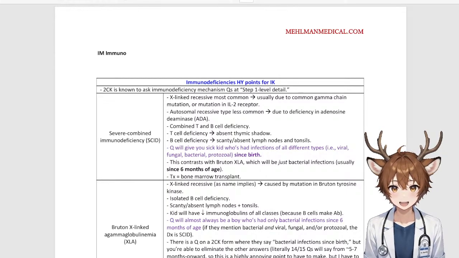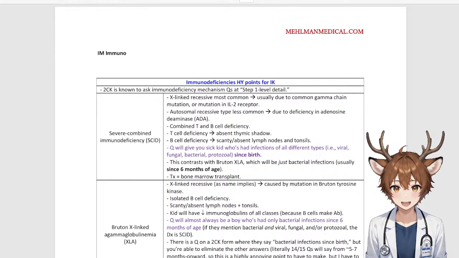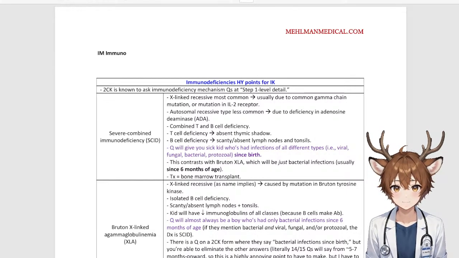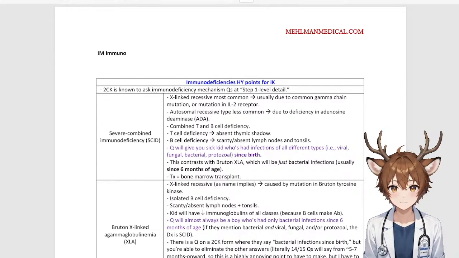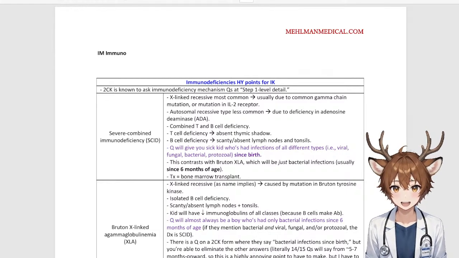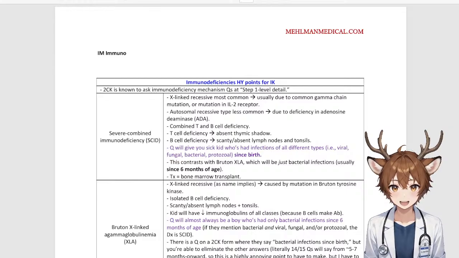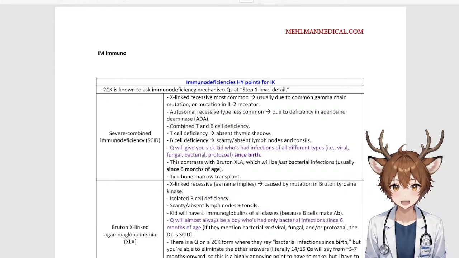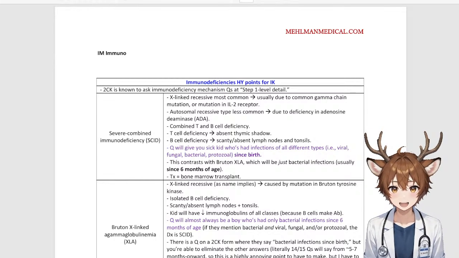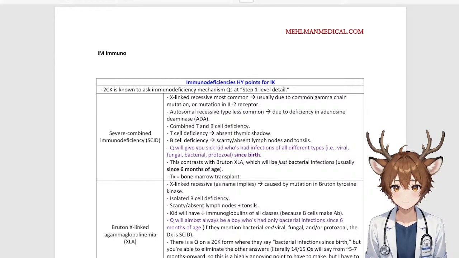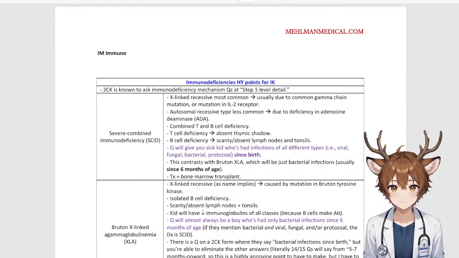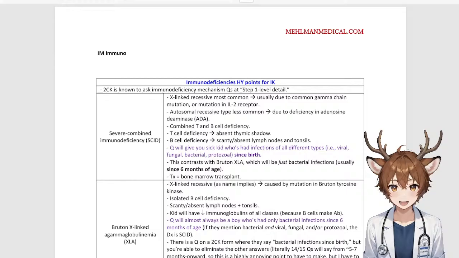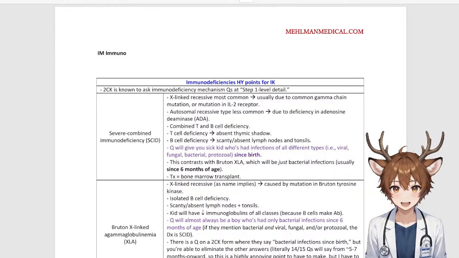2CK is known to ask immunodeficiency mechanism questions at step 1 level detail. Really? Okay. Severe combined immunodeficiency, SCID. X-linked recessive, most common, usually due to common gamma chain mutation or mutation in IL-2 receptor. Autosomal recessive type less common due to deficiency in adenosine deaminase, ADA. Combined T and B cell deficiency. T cell deficiency means absent thymic shadow. B cell deficiency means scanty/absent lymph nodes and tonsils.